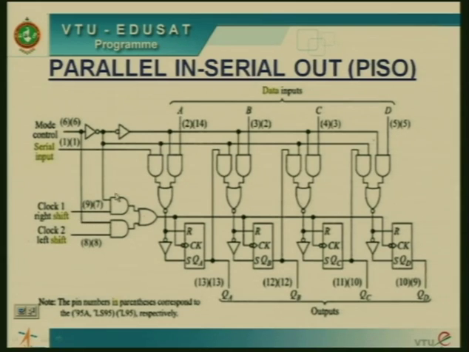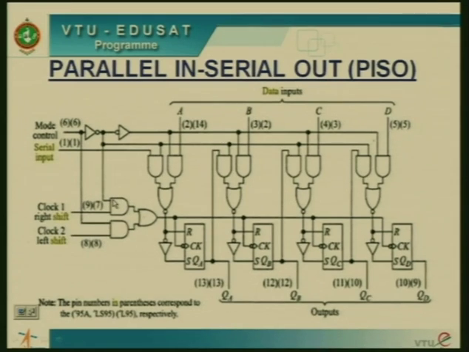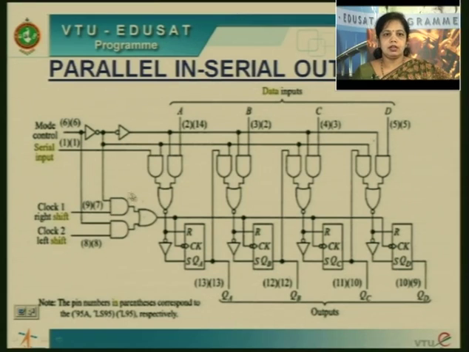This right shift and left shift option can be done using this additional control circuitry. In this additional control circuitry, you can see this gate output is connected here, and the output of this gate is connected to clock. So either I can do right shift or I can do left shift by giving the mode control here. So this is nothing but parallel in, serial out.